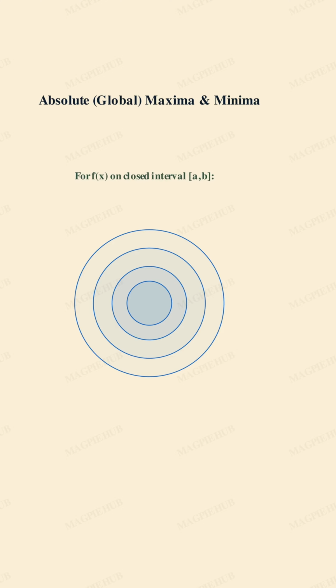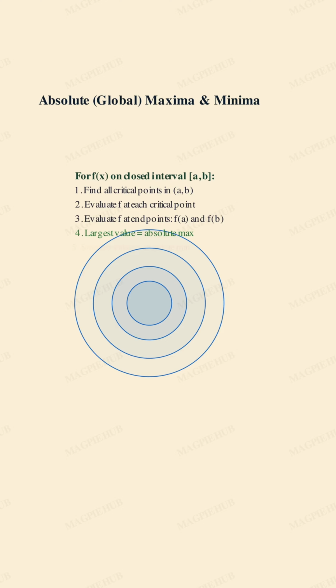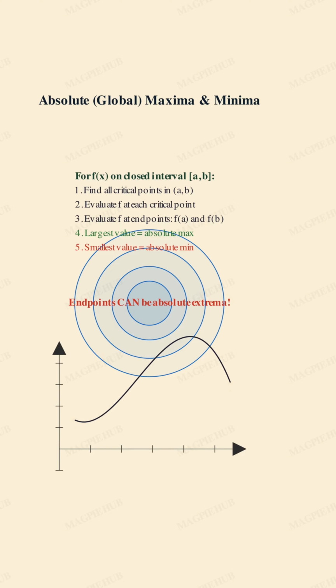Absolute or global maxima and minima on a closed interval. The method is straightforward. First, find all critical points inside the interval. Second, evaluate f at each critical point. Third, and this is crucial, evaluate f at both endpoints a and b. Fourth, the largest value is the absolute maximum. Fifth, the smallest value is the absolute minimum.